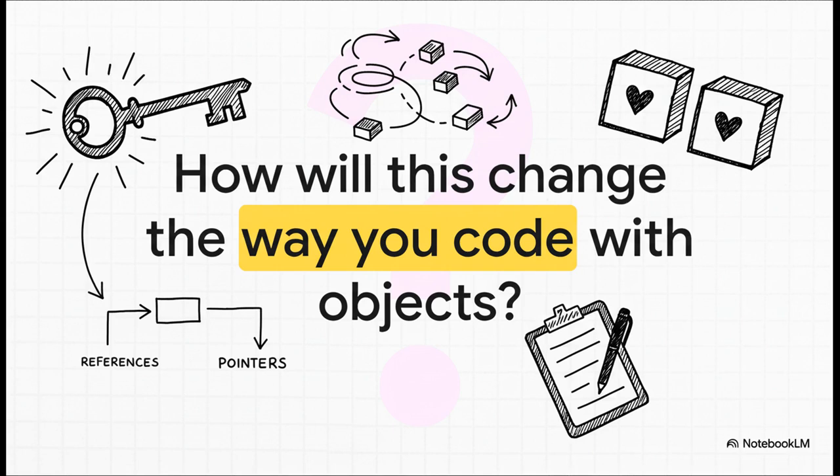Think about the last time you had some data change when you didn't expect it to. Could this have been the culprit? How is this going to change the way you think about copying an object or an array from now on?